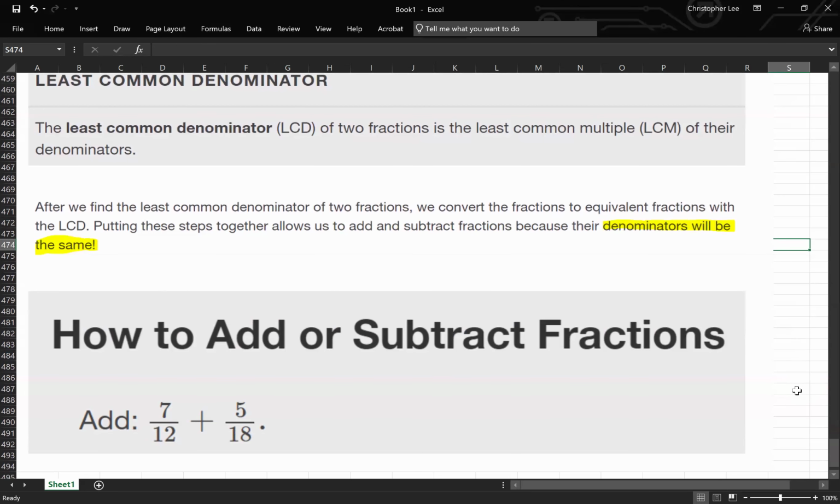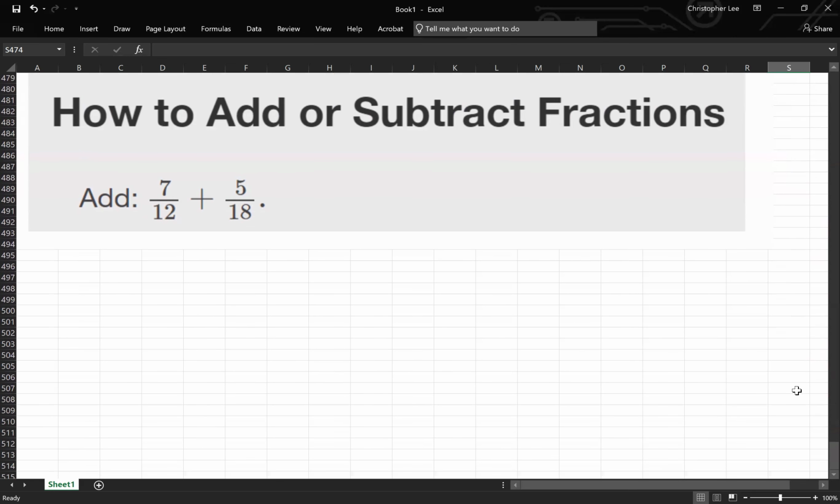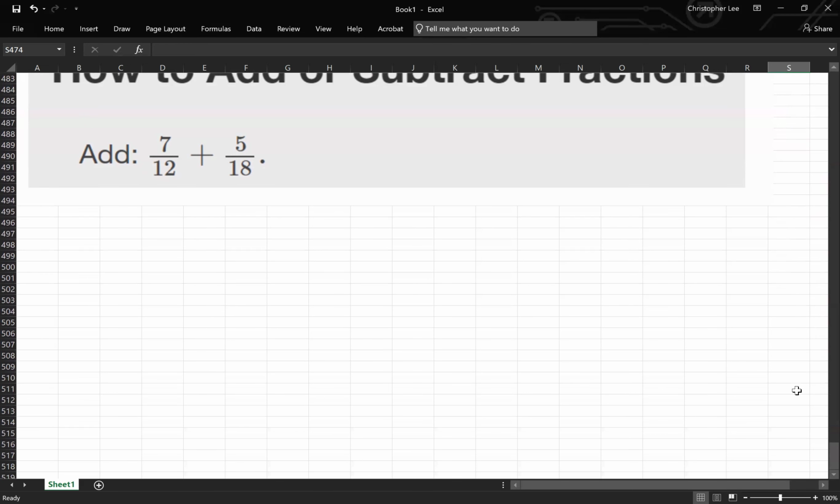So I have 7/12 plus 5/18, right? So what do I want to do? I want to find the LCD. In other words, I want to get a denominator that is the same so that I can just add the numerators and call it a day. All right, so let's check it out. Let's say I have 12 and I have 18.